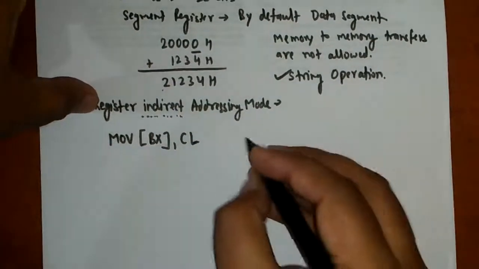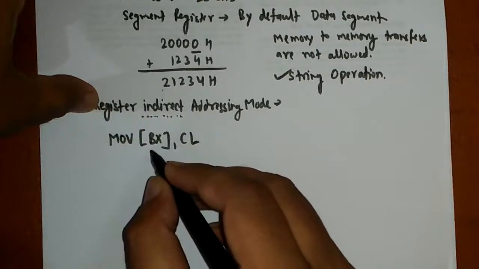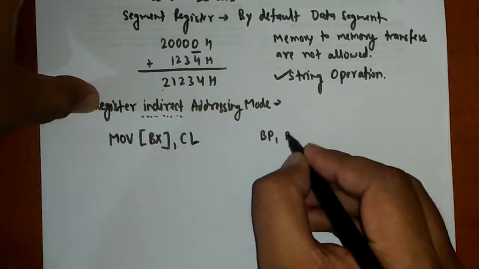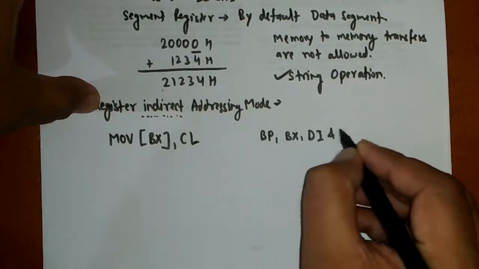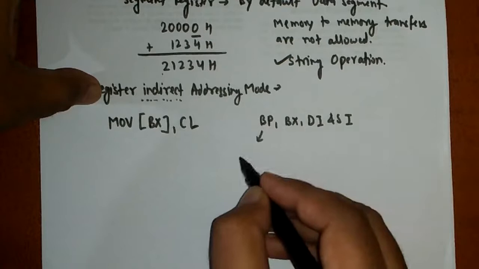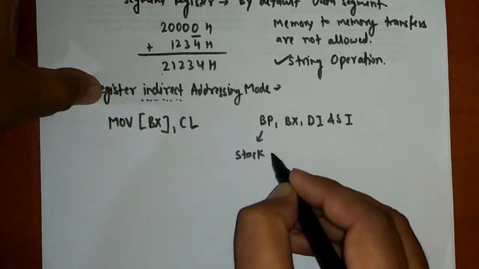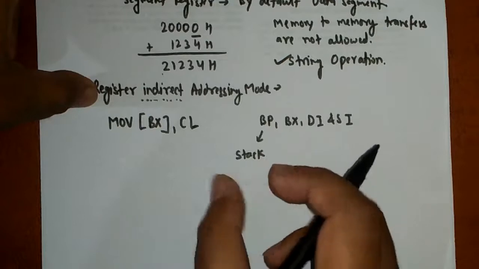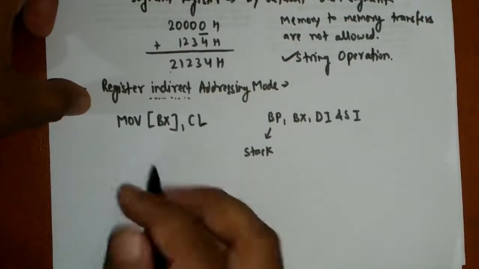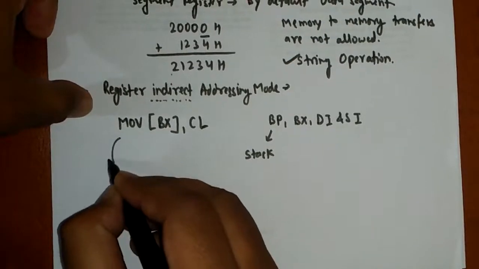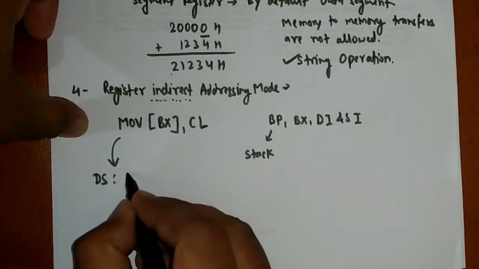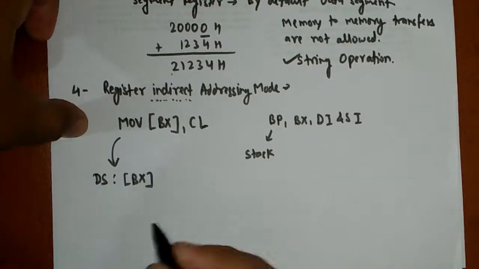One more thing is that in place of BX we can use BP also, or we can use DI and SI also. Remember that if BP is used there, then it is always used by default with the stack. In that case the stack segment will be used to generate the 20-bit physical address. For example, if I write MOV [BX], CL, then to generate the 20-bit physical address you will use the data segment and the content of BX, and then you will add.